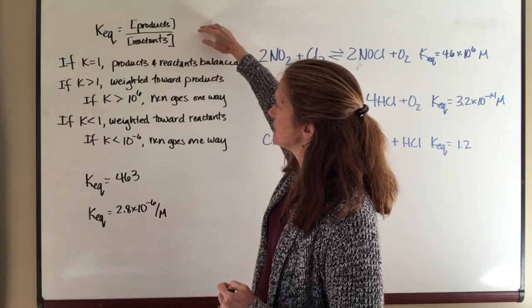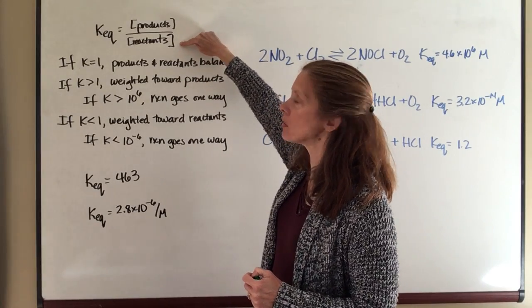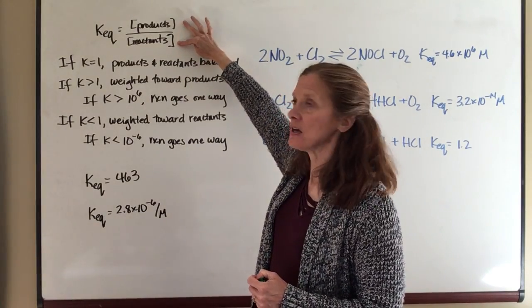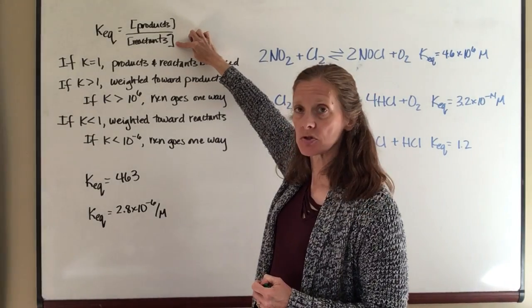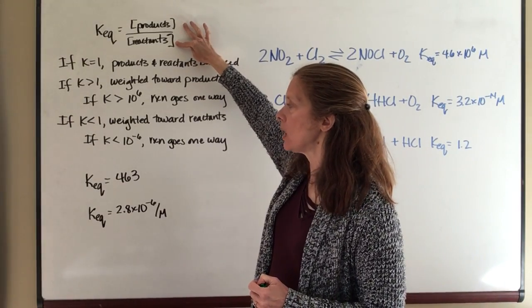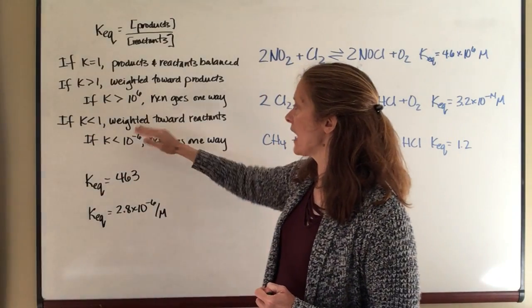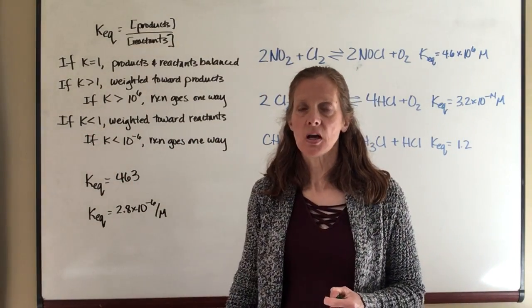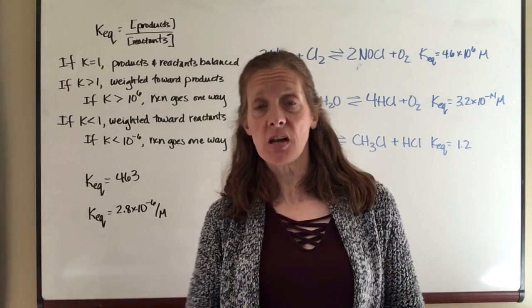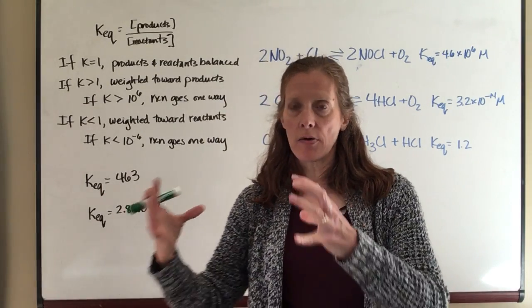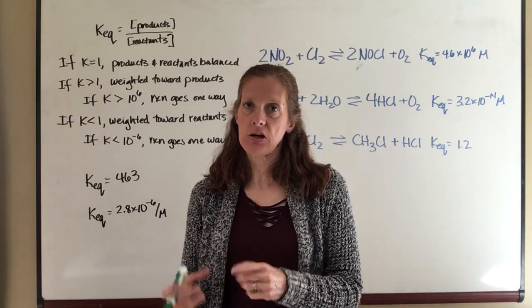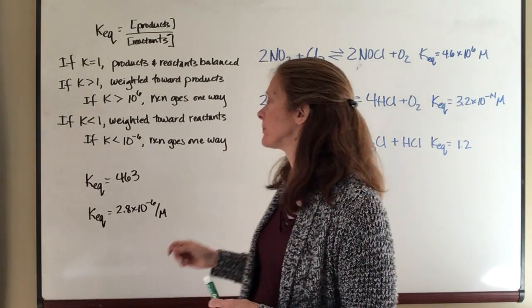On the other hand, if you end up having a whole lot more reactants than you do products, that means your bottom number is going to be much bigger than your top number, which means that K is much less than 1, and so the reaction is weighted towards the reactants. So in other words, the reaction doesn't proceed very well at all. You still have a whole lot of reactants sitting in your reaction container and not very many products.